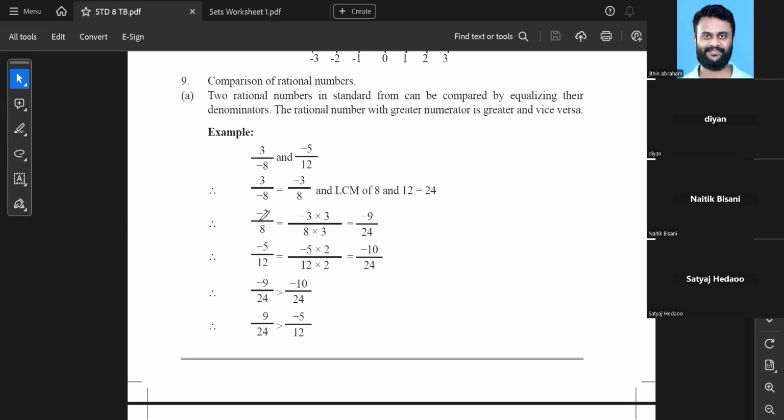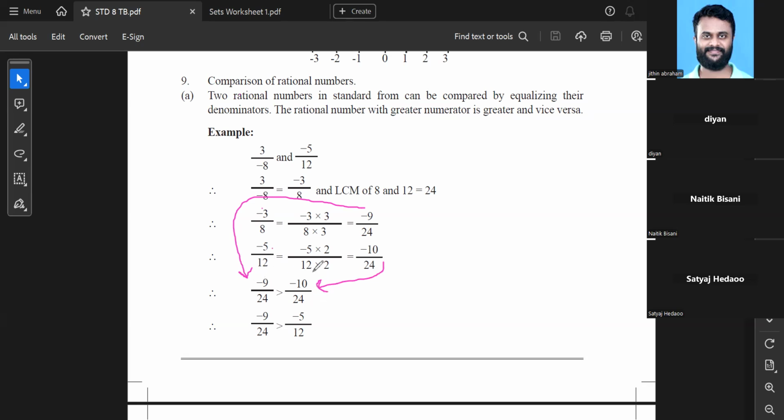So I'll do one thing. I'll multiply numerator and denominator with the first fraction. I'll make the denominator to be 24 and correspondingly numerator becomes -9. And for the second one, -5/12, I'll multiply and divide by 2, which will give me denominator to be 24 again and -10 to be the numerator. Now, when I compare, instead of writing -3/8, I'll write -9/24. And instead of writing -5/12, I'll write -10/24.